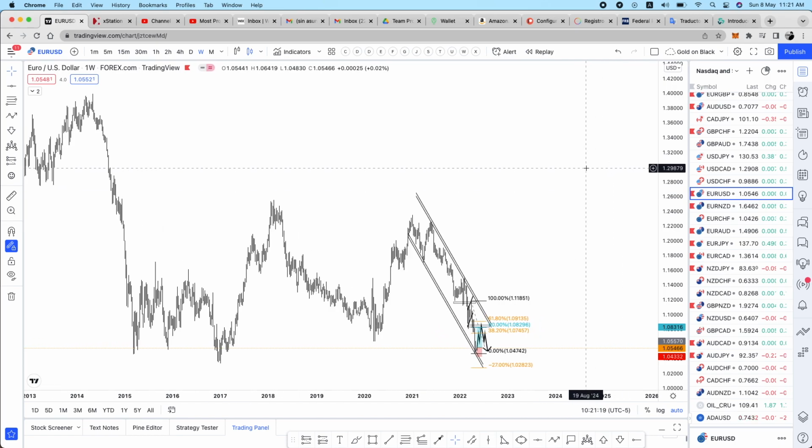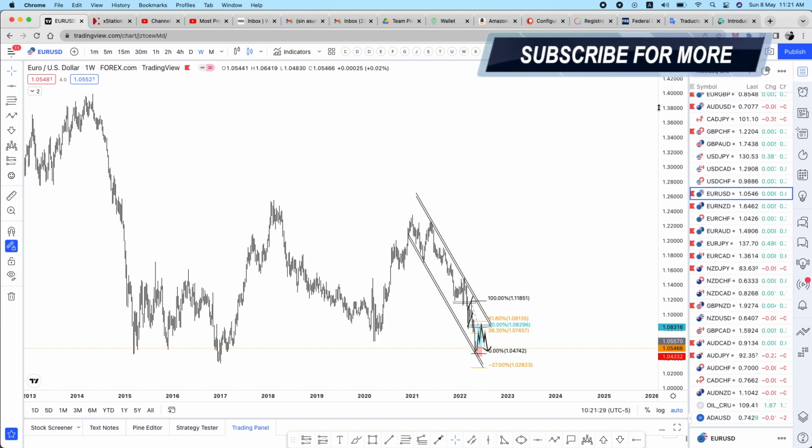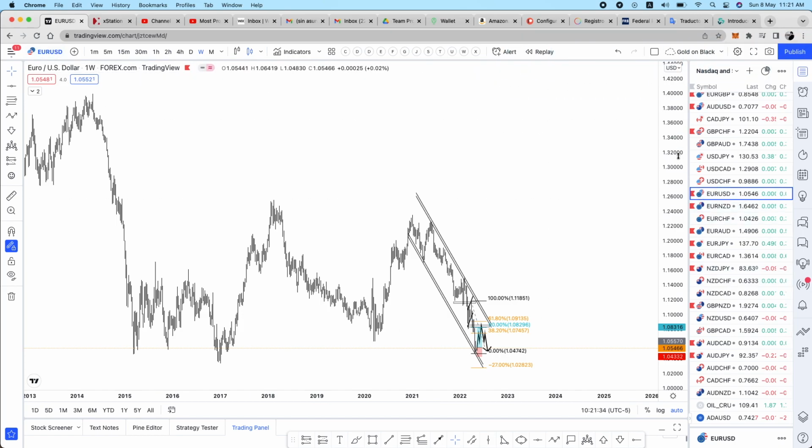For example, a psychological level, for those who don't know, is basically a rounded number. What is that? If you look on the right side, right now I'm on the weekly time frame on Euro USD. You see those rounded numbers, like 1.30, 1.28, 1.26. You're not seeing more decimals like 1.28267, right? You're not seeing all those. Those are basically rounded numbers.